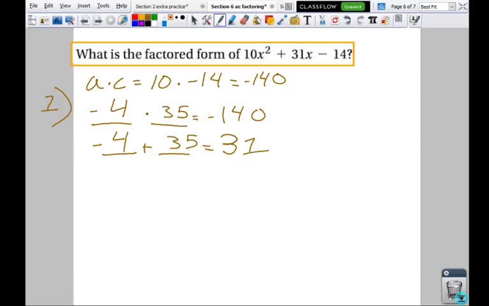Split. Don't forget to put your x and x on there, because we're splitting up the 31x into those two things. That's step 3 now. Put your parentheses around them, just so we can split them up. Then look at each parenthesis. What's the biggest thing that goes in 10 and 4? 2. And don't forget, we always take an extra x out of the first parenthesis also.